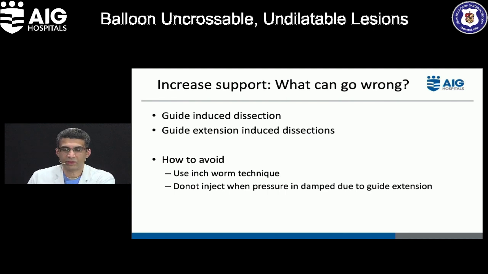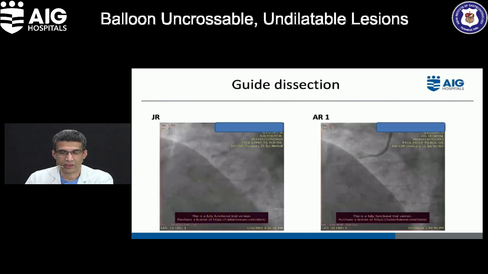What are the problems which we can face when we are trying to increase the support? The guide can produce dissection. The guide extension can produce dissection. How do we avoid this? You can use the inchworm technique, which my colleague Dr. Uday will show you, and never ever inject when the pressure is damped. So that's a fundamental principle. If you find a damped pressure on the tracing, never inject contrast.